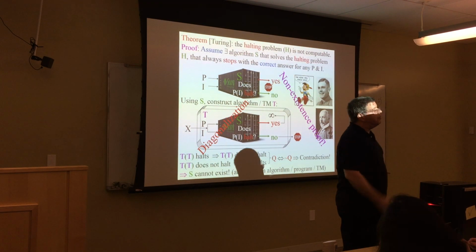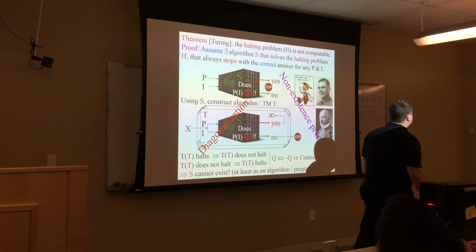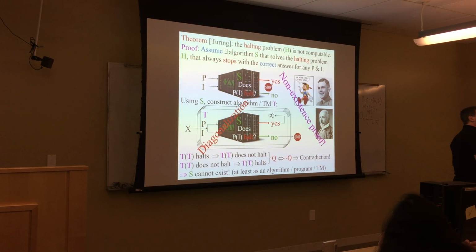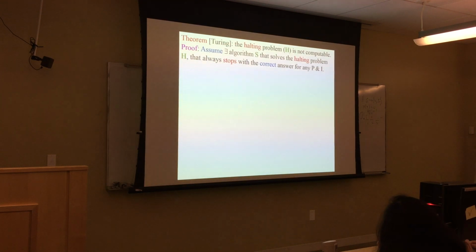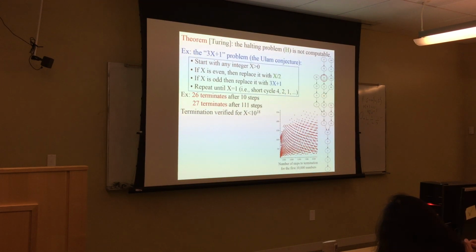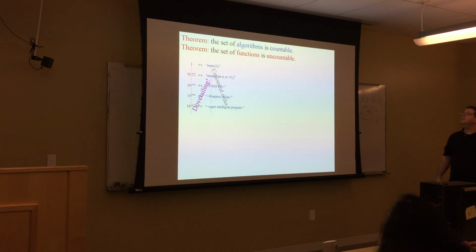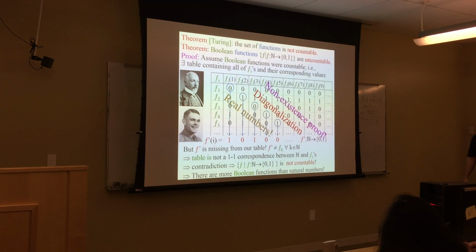And what do we mean by dovetailing? You number all the programs. There's a countable number of them. But there's an uncountable number of functions, even Boolean functions. How do we know that? Uncountable number of Boolean functions. Diagonalization. That's the other one. And what was the proof for that? Well, that was the proof right there. And these are just Boolean functions. Most functions are not Boolean.